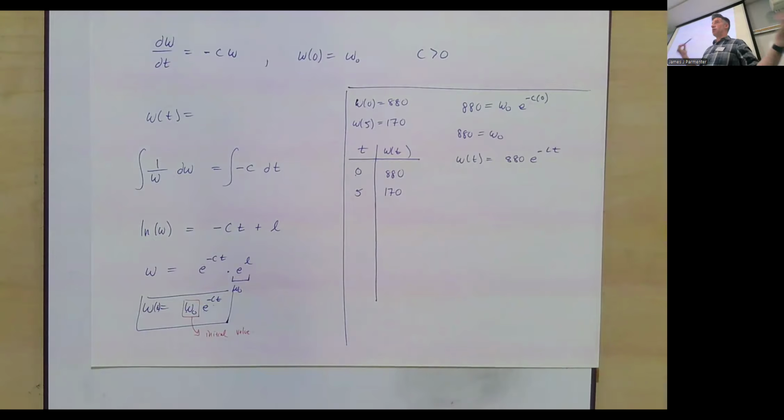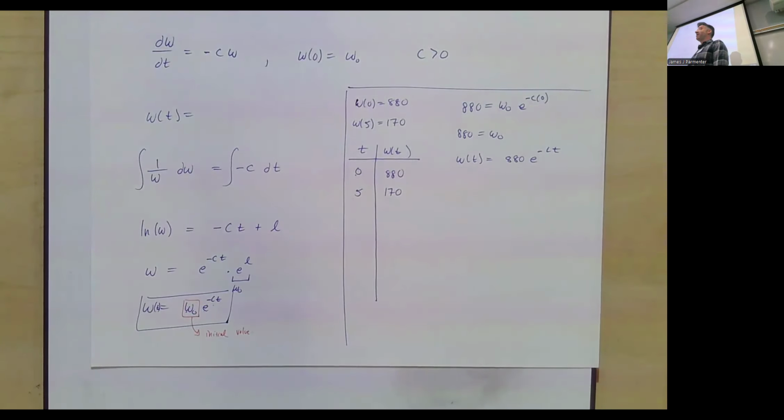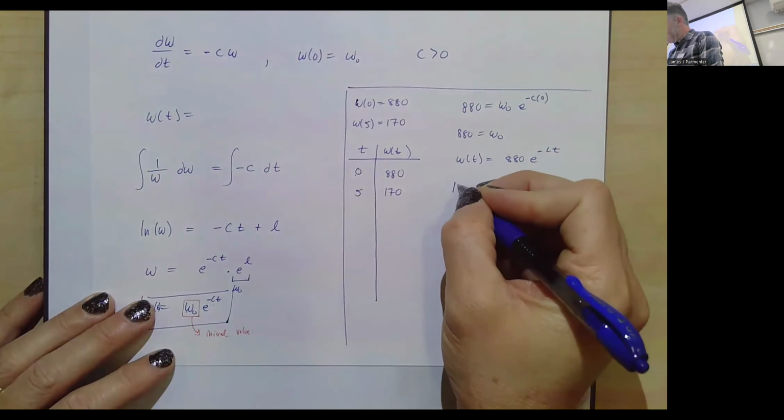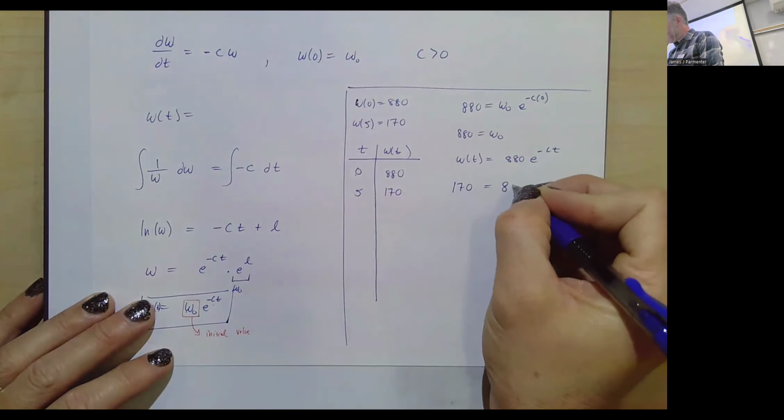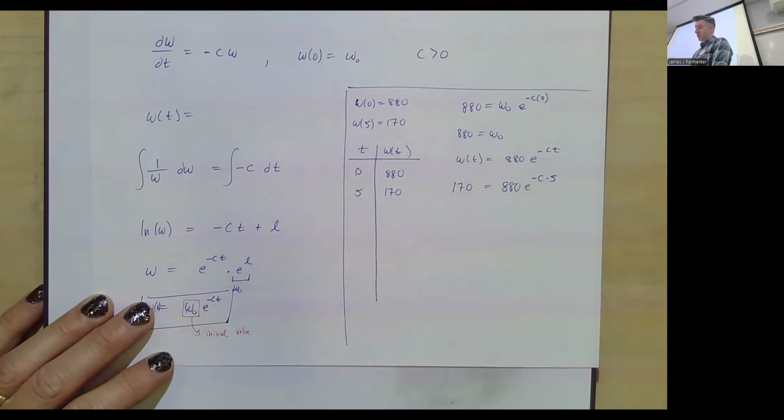Plug in the first one to find C, plug in the second one to find, well, sorry. Usually I would write this as C e to the kt. So I'm thinking, plug in the first one to find the constant out in front, plug in the second one to find the decay constant or the growth constant that's multiplied in your exponent. So we're going to plug in W equal to 170 and t equal to 5 and solve for C.